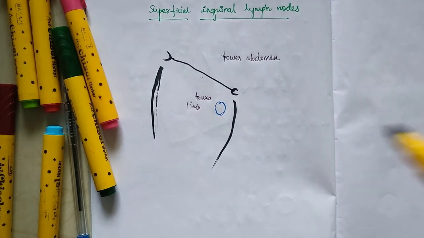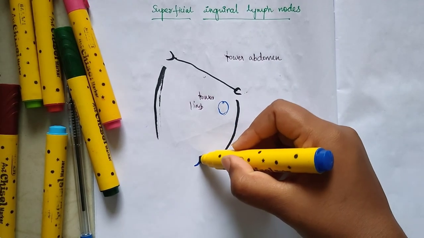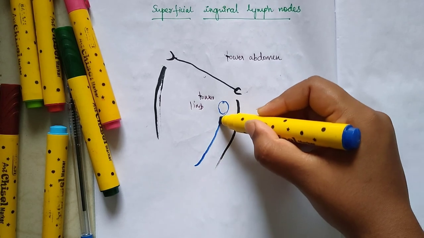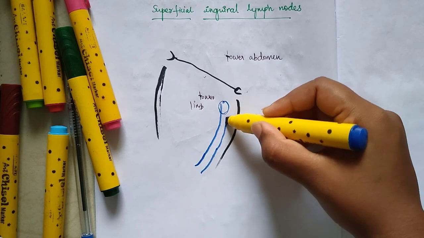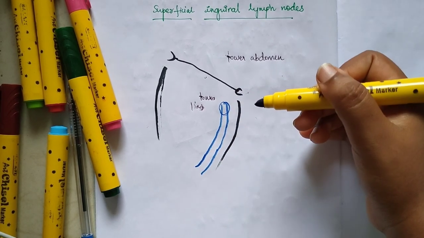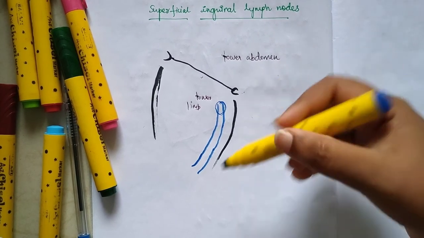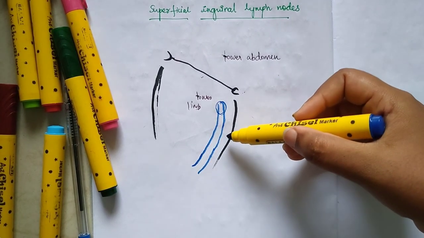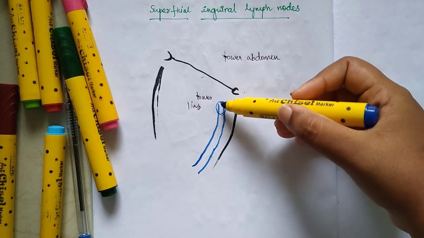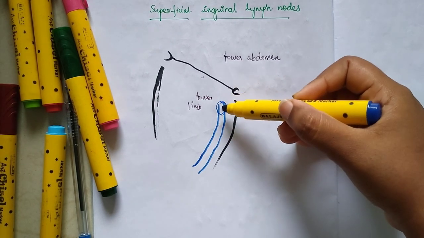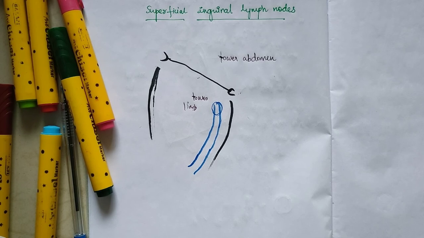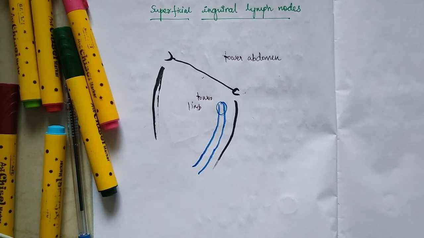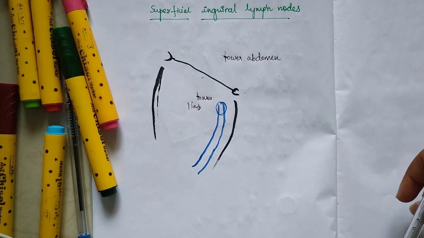The great saphenous vein originates from the dorsal venous arch, that is the medial side of the dorsal venous arch, and it travels along the medial side of the leg and thigh, enters the saphenous opening and drains into the femoral vein. Today we are going to see about the superficial inguinal lymph nodes that are placed superficially.